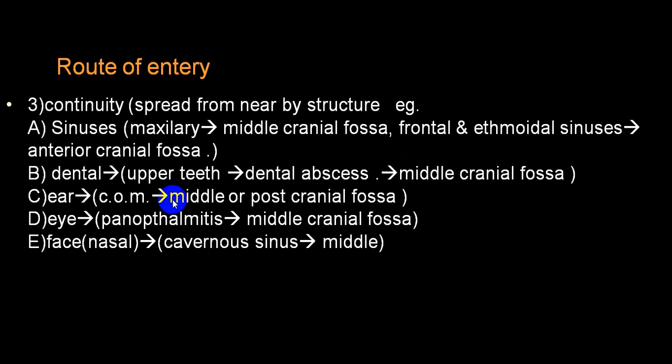Chronic otitis media mainly into the middle cranial fossa and posterior cranial fossa. Panophthalmitis into the middle cranial fossa, and any injury over the face and nasal cavity will involve the cavernous sinus and will gain an entry into the middle cranial fossa. This will be some of the common means of spread from the nearby structures, that is continuity.